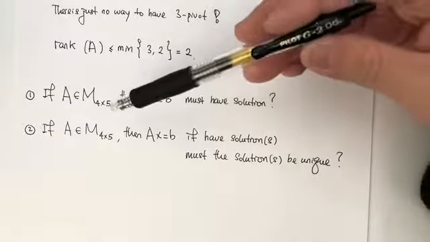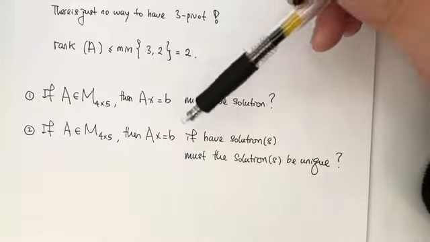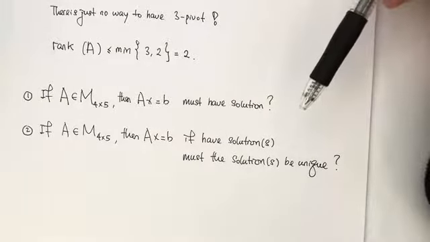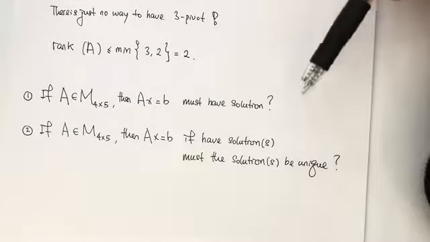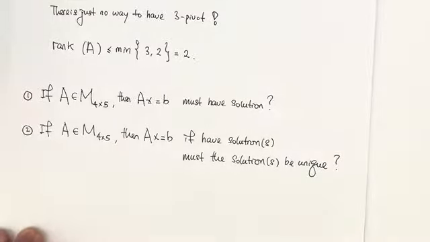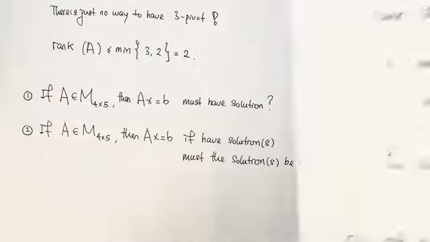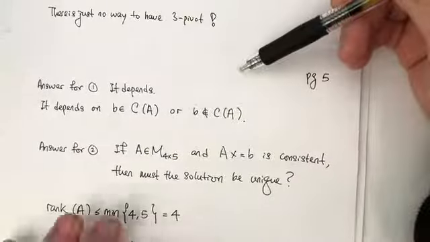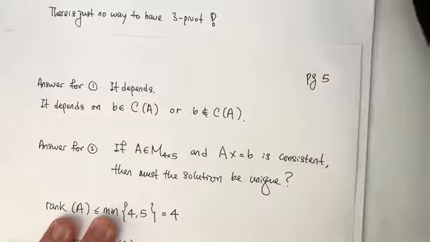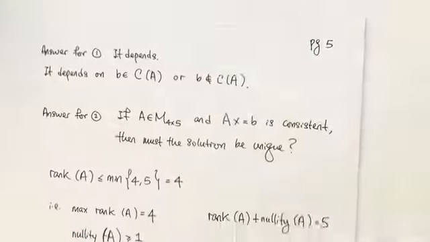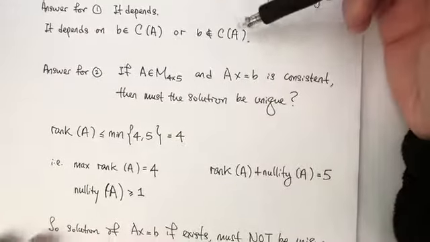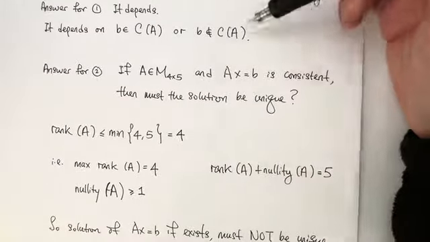The second question says that if your matrix A is 4 by 5 and this system has solutions, must the solution be unique? Can we have more than one solution? So let's use the tools that we have developed to answer this. The first question I can't answer yet. Whether or not the system is consistent will be completely determined by whether this vector B is in the column space or not.